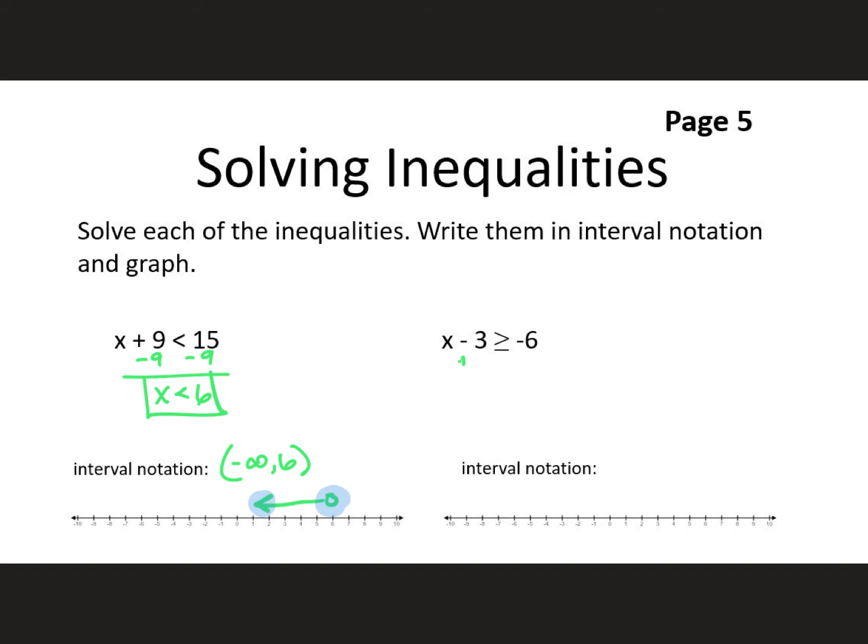On this next example, we'll add 3. We get x is greater than or equal to -3. For the graph, I would have a closed circle at -3. X's that are bigger would be found to the right, so there's the graph. And then the interval notation would be -3 to infinity, bracket on -3, parentheses on infinity.